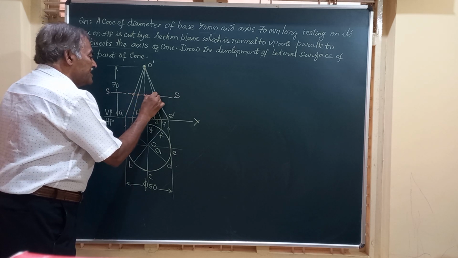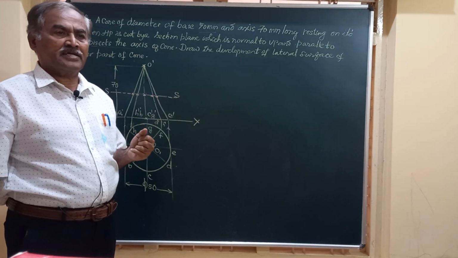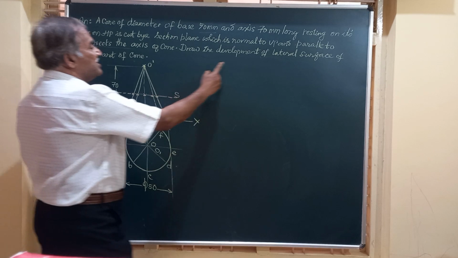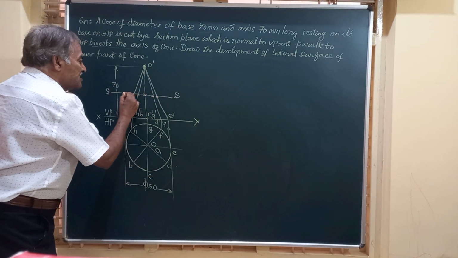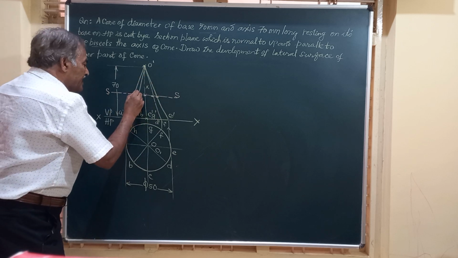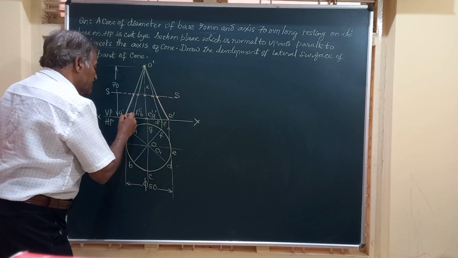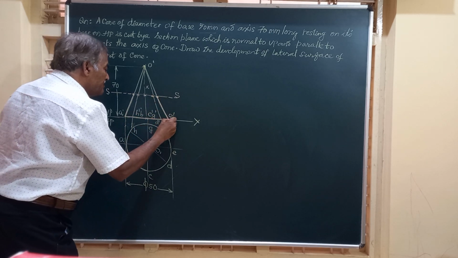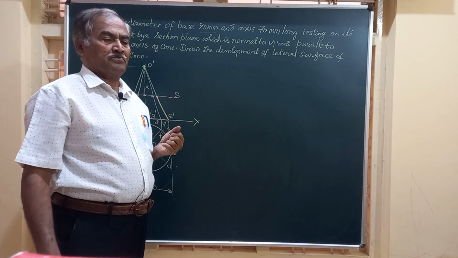So these are the points where the cone is being cut, and we are asked to draw the development of the lateral surface of the lower part. This is the section plane. We are going to throw away the upper part and retain the bottom part, the lower part. So this is the part for which we are required to draw the development.